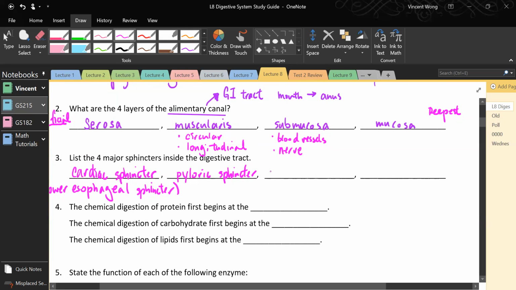And later on, between the small intestine and the large intestine, we have the ileocecal sphincter. And so this one is between the ileum, which is the last part of your small intestine, and the cecum, the first part of your large intestine. Ileocecal sphincter. And then we also have the internal and external anal sphincter.